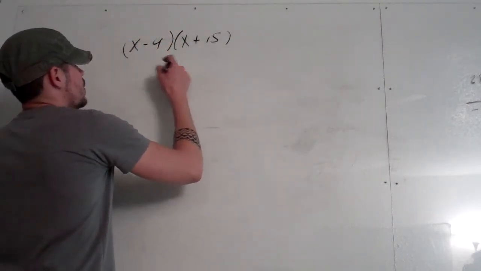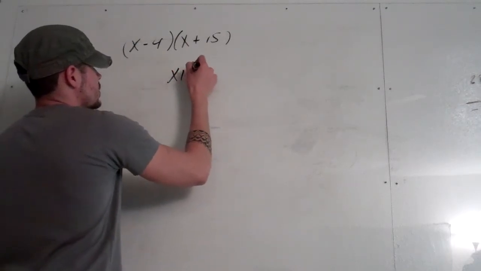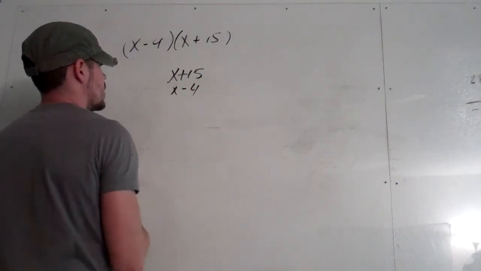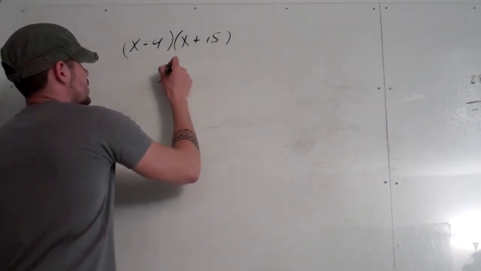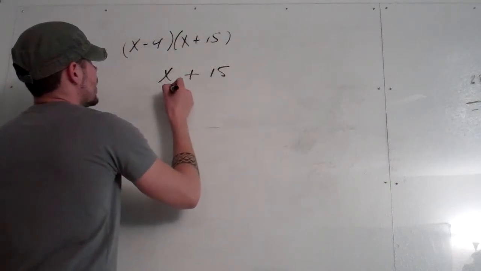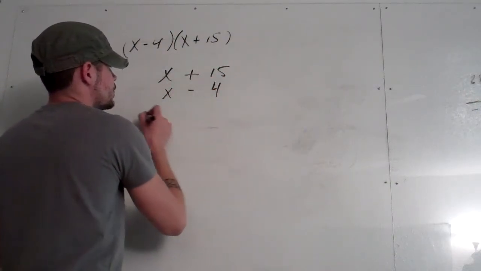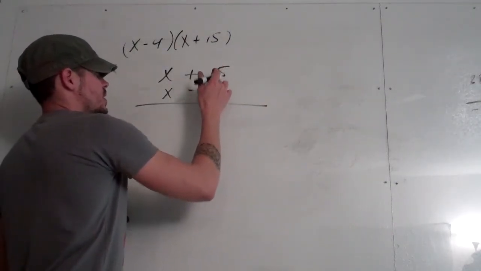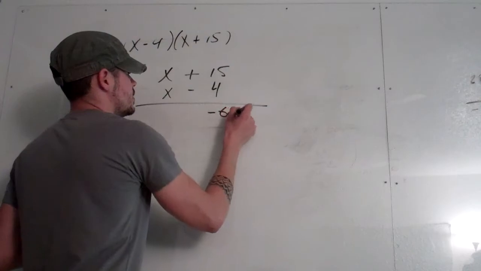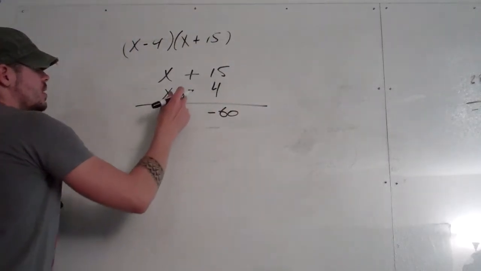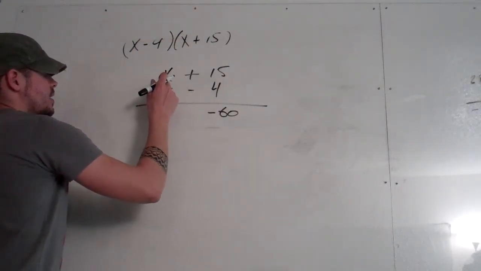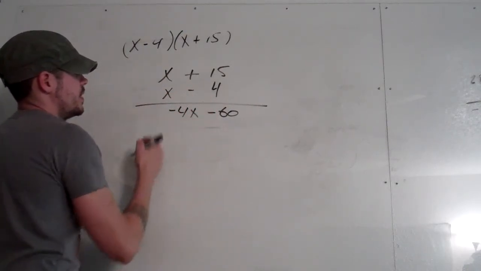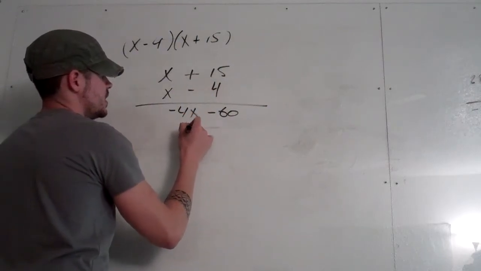Alright, so now what do you have? I'm going to rewrite it bigger: x plus 15 and x minus 4. Okay? We're going to do the same thing. Negative 4 times 15 is negative 60. And negative 4 times x is equal to negative 4x. And then x times 15 is just 15x.